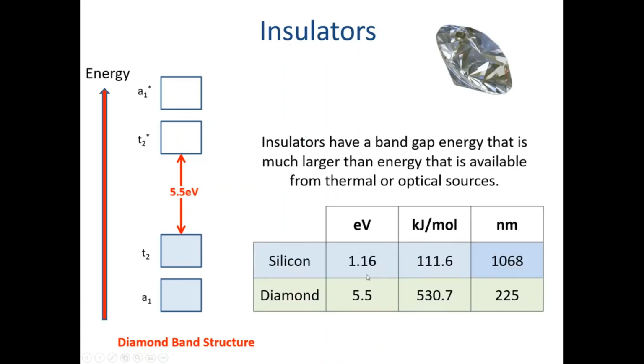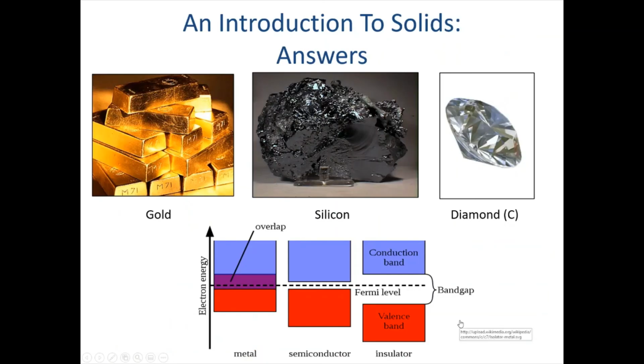So if you look, silicon is 1.16 eV, and that equates to about 1,000 nanometers. So this is in the infrared area. So you just need infrared light to get this thing to go. Diamond, on the other hand, is 225 nanometers, which is in the UV. So you would need higher than UV radiation in order to get this thing to have enough energy to go up. It wouldn't be X-rays.